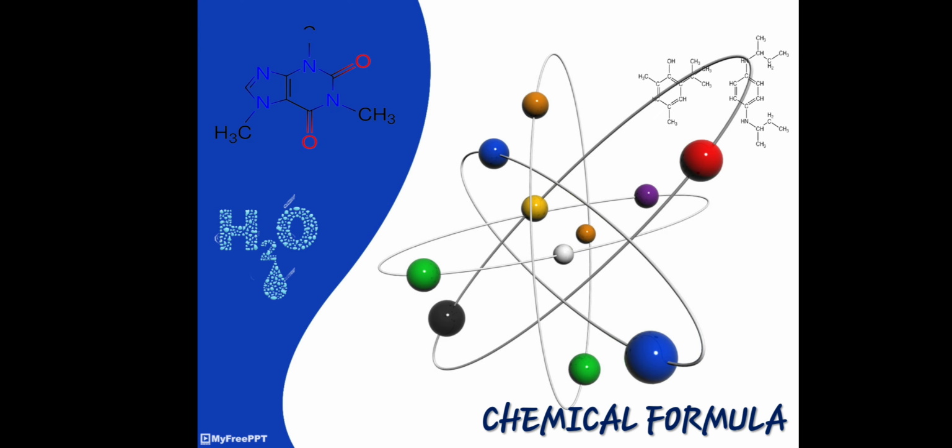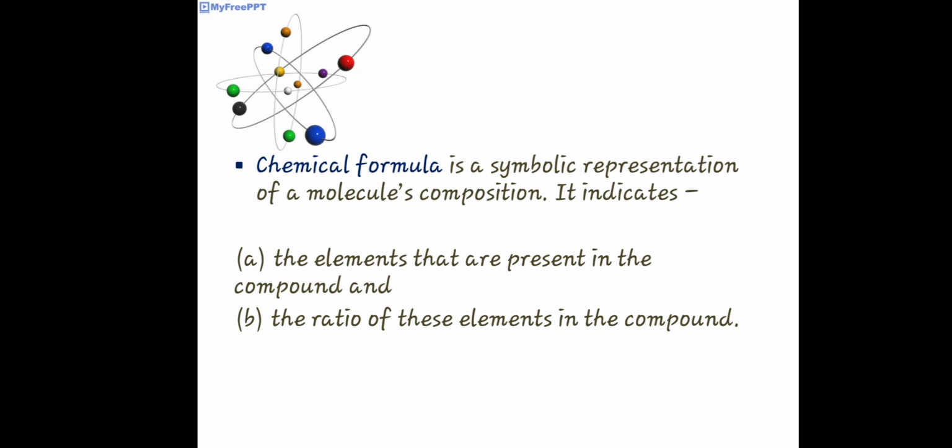Okay, since I've already mentioned chemical formula, let's first define what a chemical formula is. Of course, a chemical formula is a symbolic representation of a molecule's composition. It indicates two things: the elements that are present in the compound and the ratio of these elements in the compound. A chemical formula is eventually the combination between the two elements.